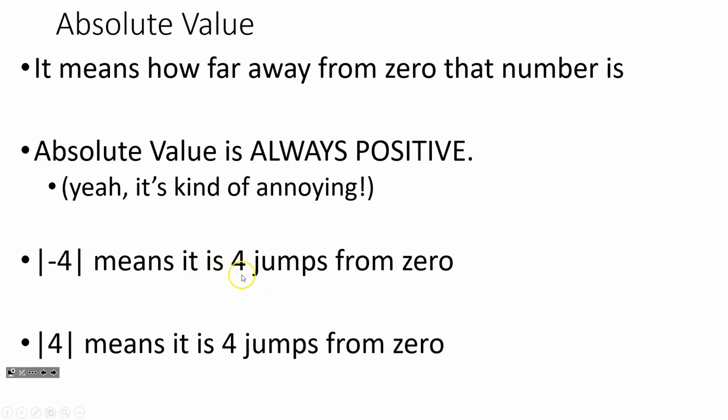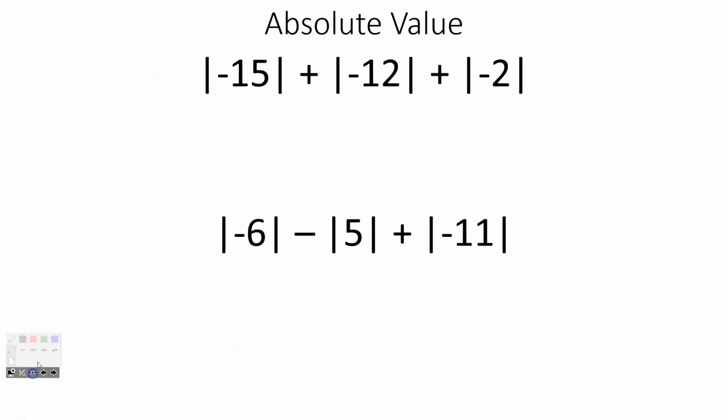So notice again, my answers are positive. So a -4, an absolute value of it is just a +4. If it's a 4 inside of the absolute value, it's still 4 jumps away from 0, so my answer is still +4. So when we're given some absolute values as an expression, we can go ahead and simplify it down. So the absolute value of -15, well, remember, that's just a positive.